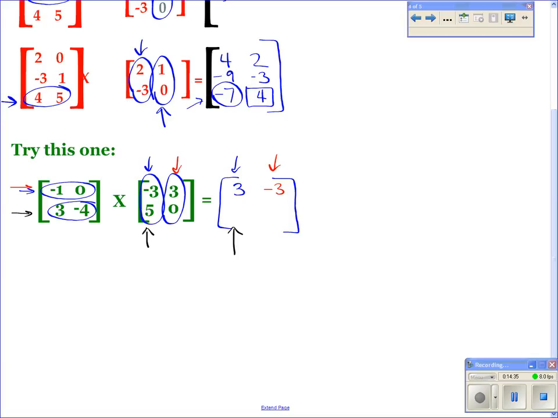Careful. 3 times -3 is, we can jot little notes here. We have -9, and we're going to add to it what? -20. -29. Okay. So if we want the bottom row right-hand column, we have to use the bottom row, right-hand column. 3 times 3 and -4 times 0. So we get 9.